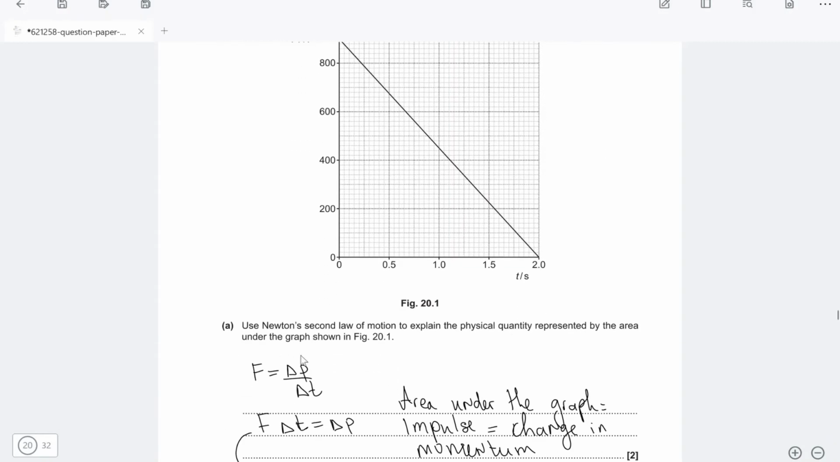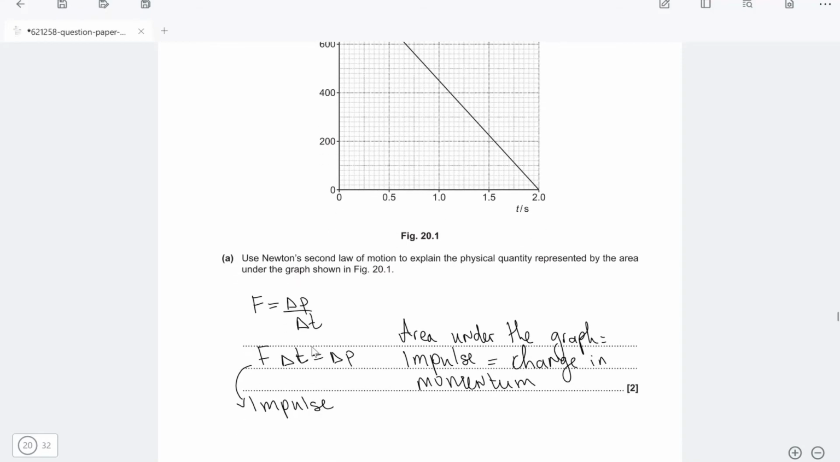The first part is asking us to use Newton's second law of motion to explain the physical quantity represented by the area shown underneath the graph. Now, Newton's second law says that the net force acting on an object is proportional to the rate of change of momentum. In other words, F is equal to delta P divided by delta T.